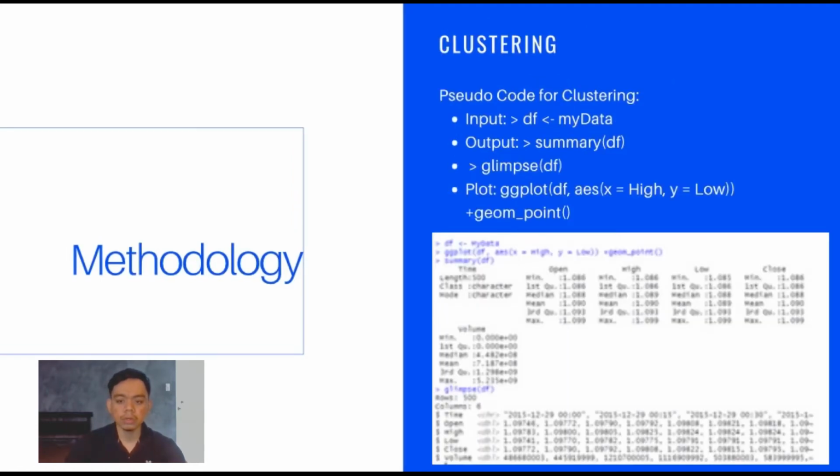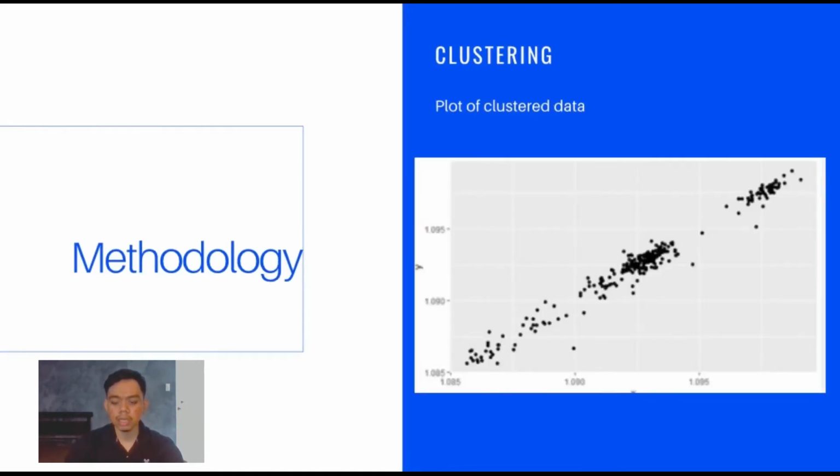So this is the pseudocode for clustering. For the output, we will use summary. And for the plot, we will use ggplot. This is the clustered data.